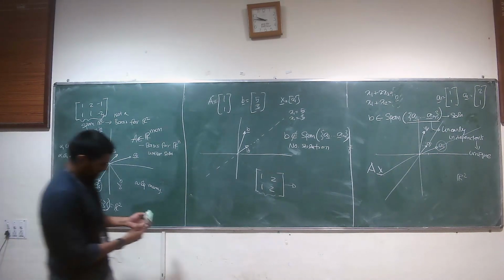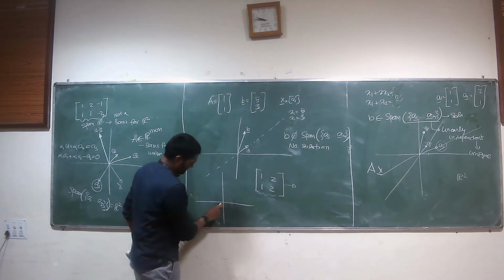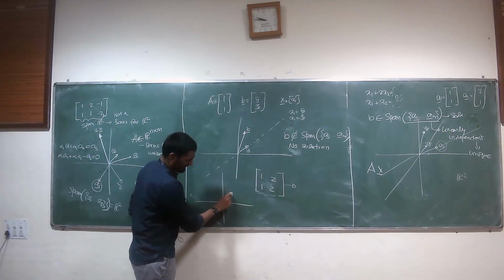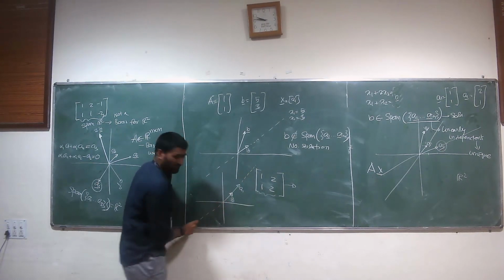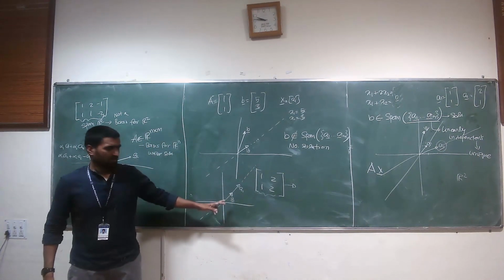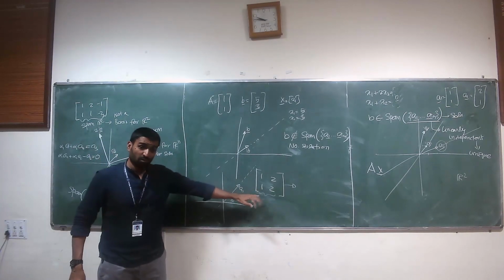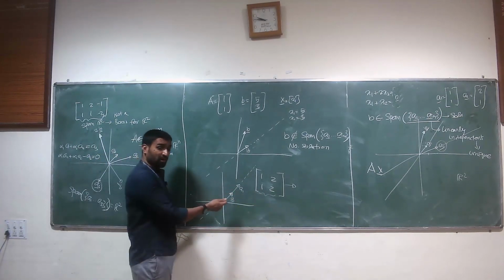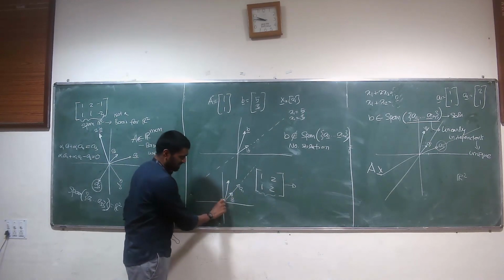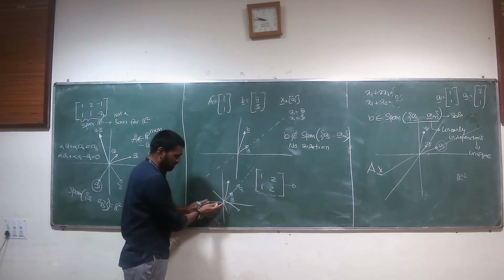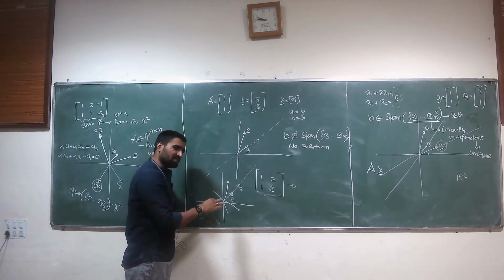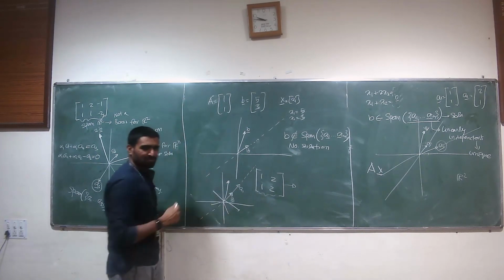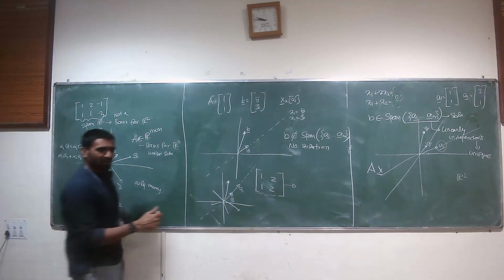What is the picture? So this is A1. This is A2. So you can have no solution. Yes. When it's here or here, it doesn't matter. The moment it moves a little bit outside this line, you have no solution. But what happens when it lies on this line?